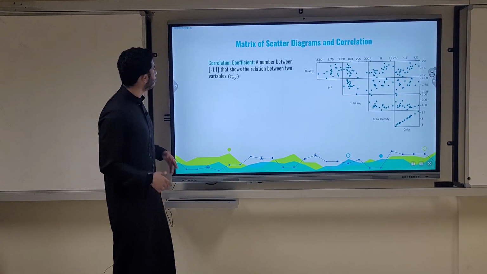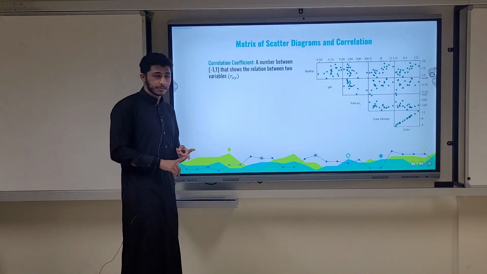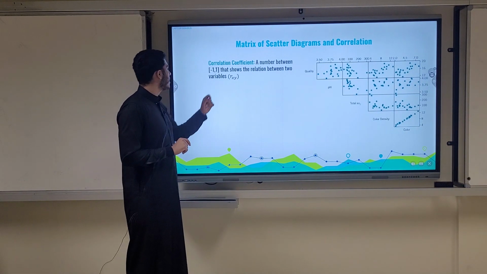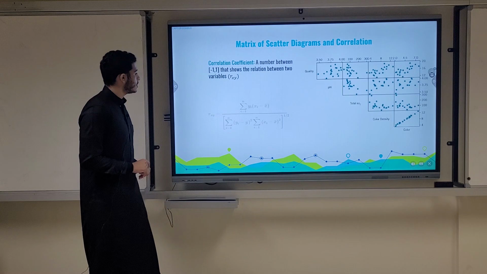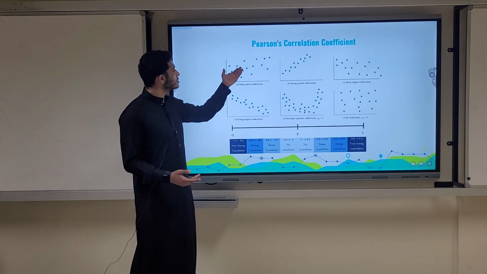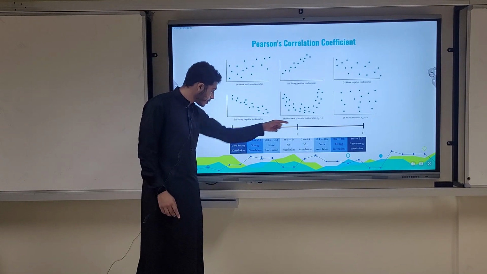Well, the correlation coefficient is a number between -1 and 1 that shows the relation between 2 variables, and it's denoted by Rxy. Here is the formula for it. So let's talk about the correlation. The Pearson's correlation coefficient, the exact one, is the one that is between -1 and 1.